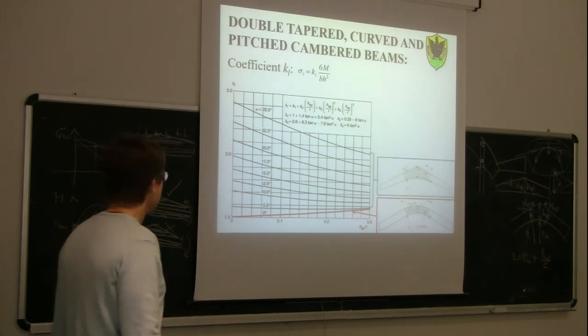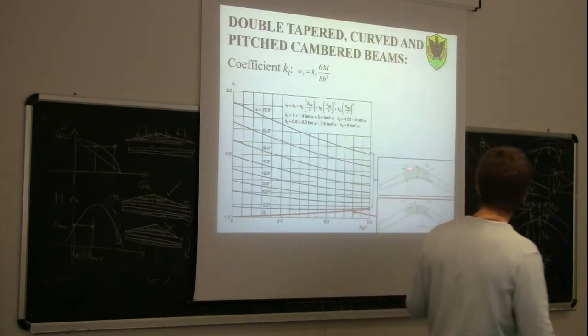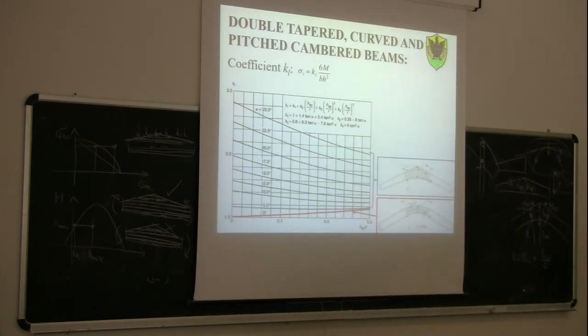If you have instead a pitched cambered beam, then in this case we have a family of different curves that depends on the value of this angle of the tapering, from 0 to 25 degrees. In this case, as you can see, this value of KL can rise up to even 3. So we have to multiply by 3 the bending stress we calculate with the formula of Navier.